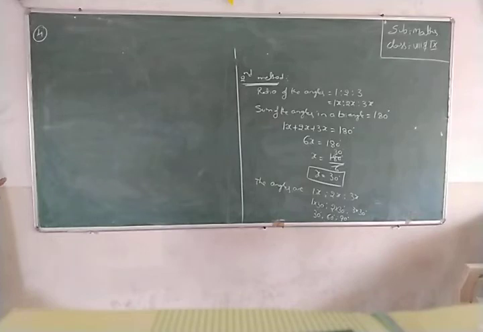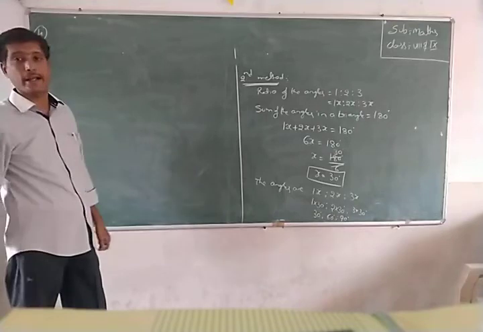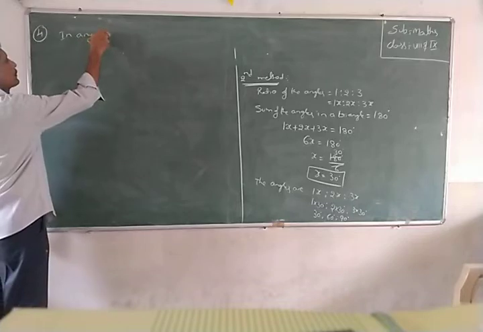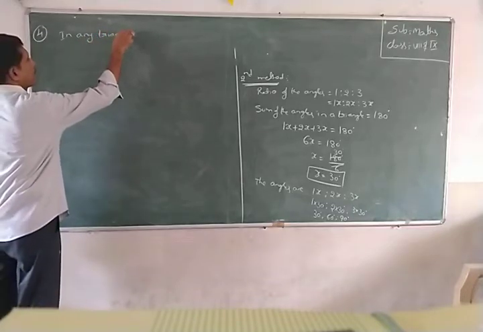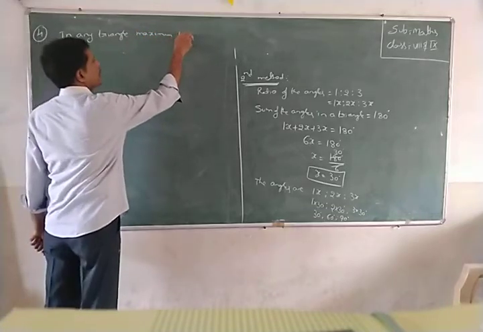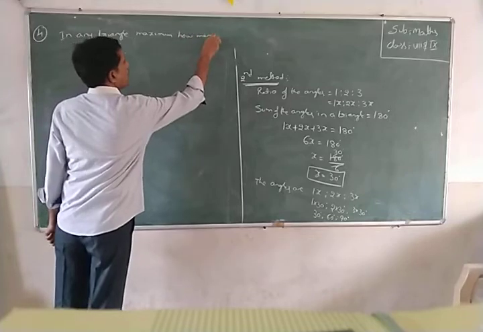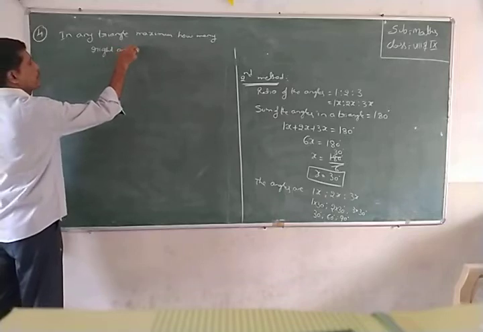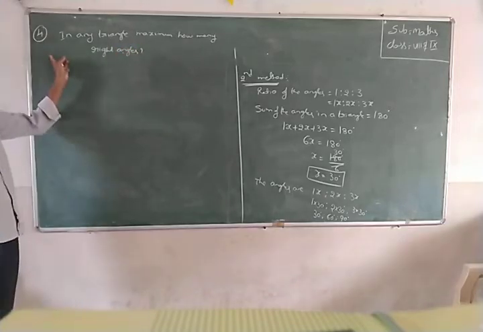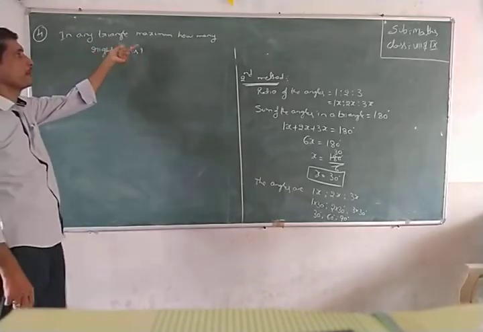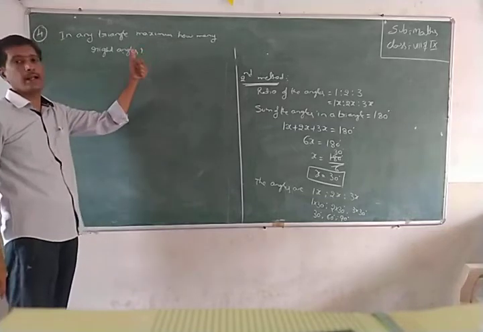Next, in any triangle, maximum how many right angles? In any triangle, whether it is an obtuse angle triangle, acute angle triangle, or right angle triangle, maximum how many right angles can it have?